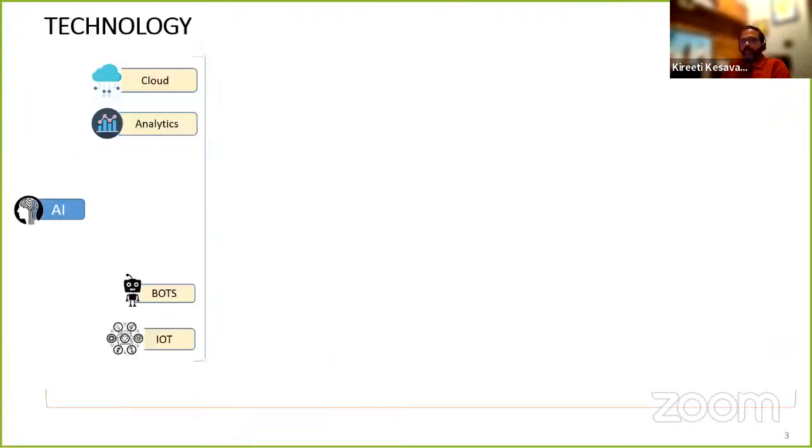Okay. As we proceed further, the technologies, as you can see on the left-hand side, are the various technologies, and you can keep on adding to it. I've listed the prominent things that are needed.